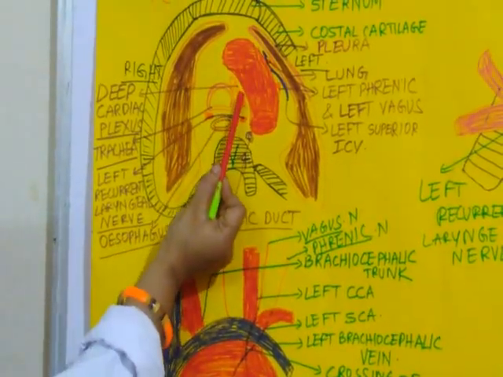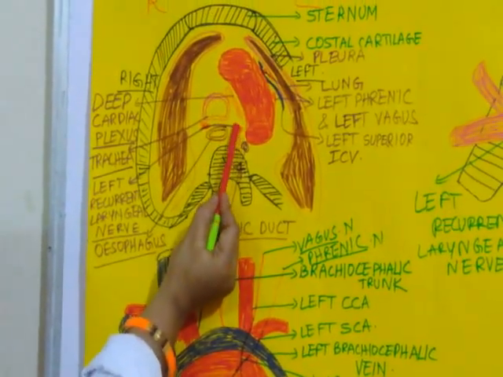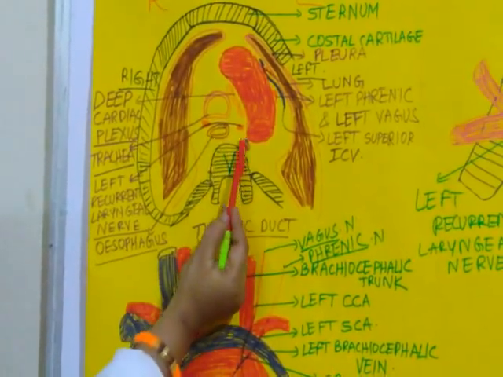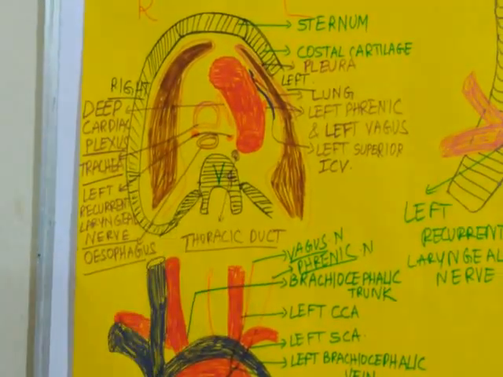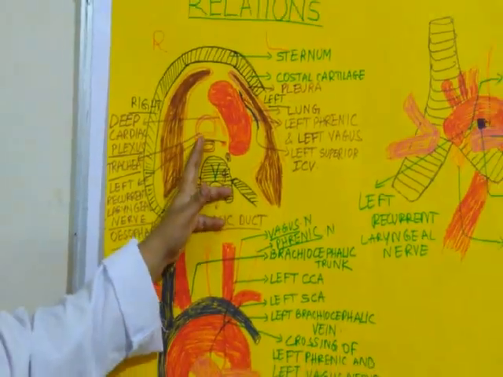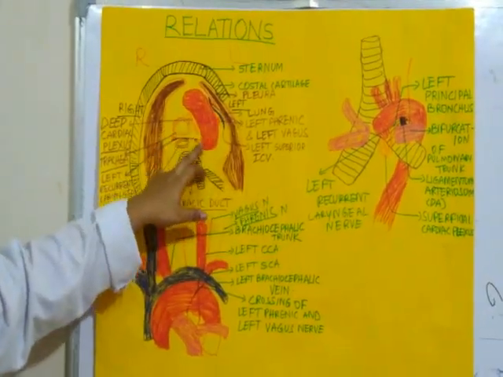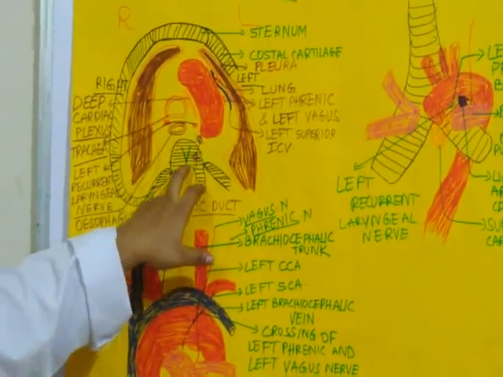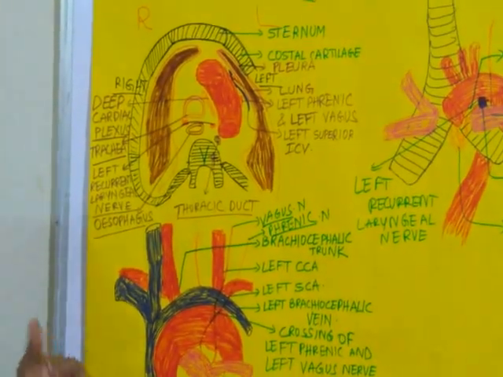So first one is deep cardiac plexus of nerves, then trachea, second one, third one left recurrent laryngeal nerve, fourth one is esophagus, fifth one is thoracic duct, and the last 6th one is the 4th thoracic vertebra. So these are the structures posteriorly and towards the right. So 7 structures we have seen here anteriorly and towards the left, and 6 structures posteriorly and to the right. Then next, what are the structures we see superiorly?